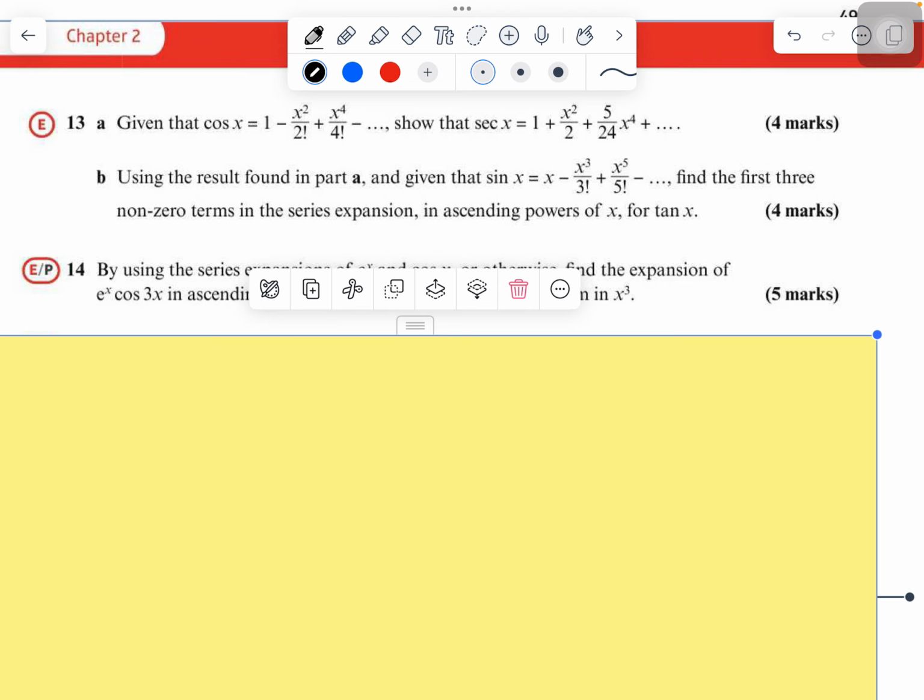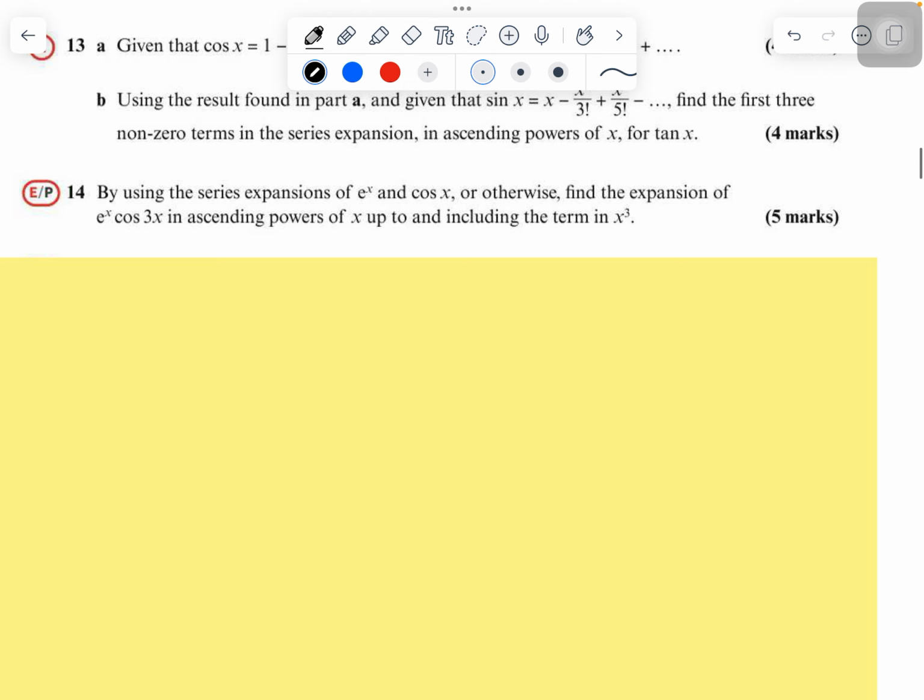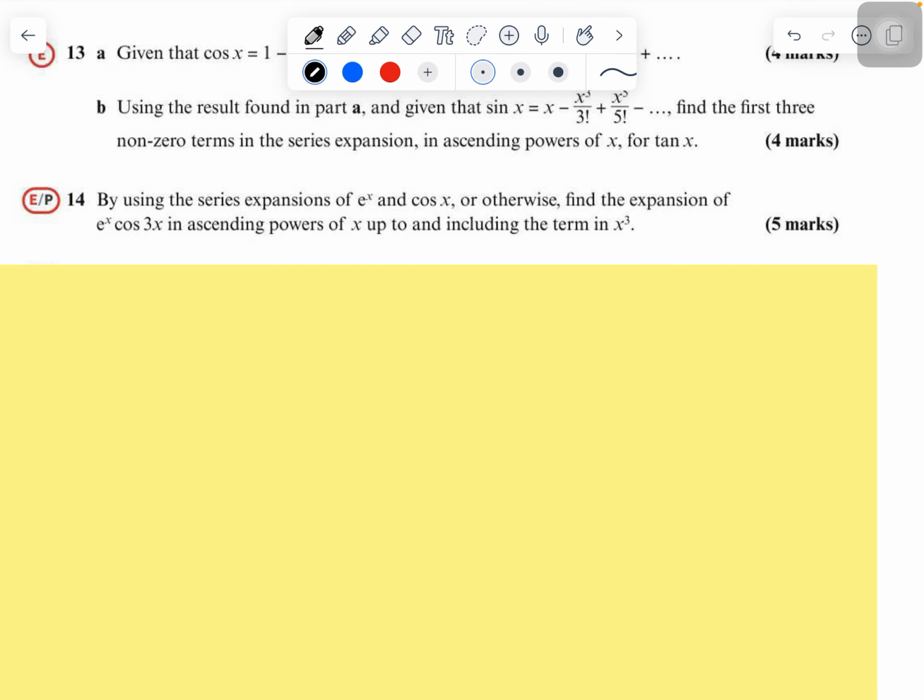And number 14, expansion of e to the power of x cos 3x. It's the same. I'll just give you some hint and you will solve it out. So e to the power of x from the booklet, 1 plus x plus x squared over 2 factorial plus and so on. Cos 3x, cos x with 3x: 1 minus (3x) squared over 2 factorial plus (3x) to the power of 4 over 4 factorial plus and so on.